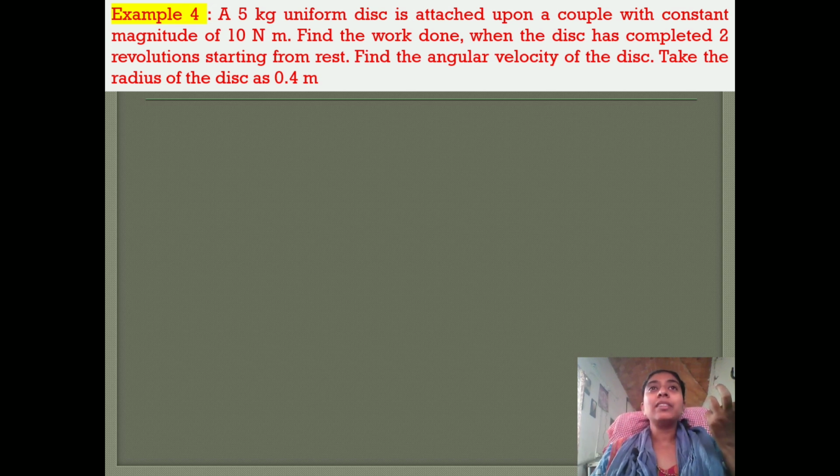Couple is nothing but your moment or torque. So the unit is Newton meter. So 10 Newton meter is your moment or the torque. You are asked to find the work done when the disc has completed 2 revolutions starting from rest. That means your angular displacement theta is equal to 2 revolutions. Find the angular velocity of the disc. You need to find omega. Take the radius of the disc as 0.4 meter. The radius of the disc is required to find the moment of inertia.